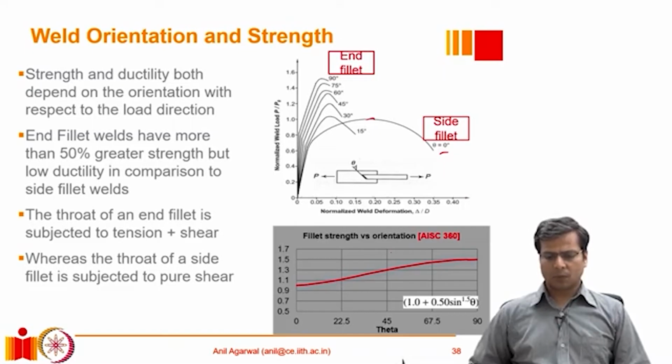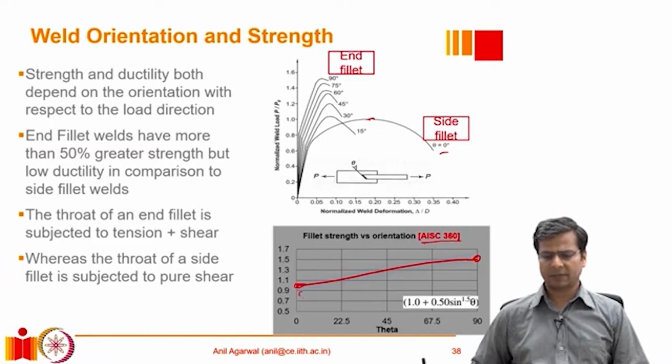Okay. There are various researchers who have also tried to quantify the difference here. The American Steel Design Code AISC 360 actually provides an equation which gives you a relative variation as you change from angle 0 to 90 degree angle. So basically at this end we have the side fillet and at this end we have the end fillet. So as we move from the side fillet to end fillet, what it recommends is that you can change the strength from 1.0, whatever strength you have calculated for this value that is governed by shear alone, you change that by about 50%. Therefore, the end fillet will be about 50% stronger than the side fillet.